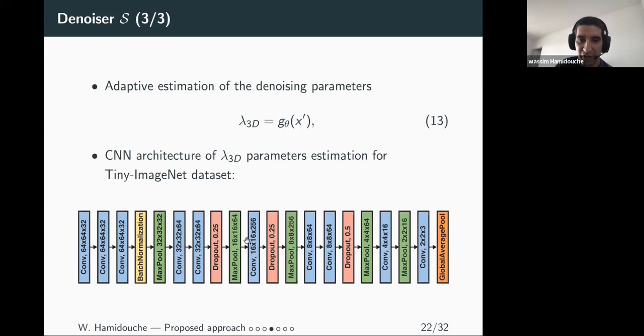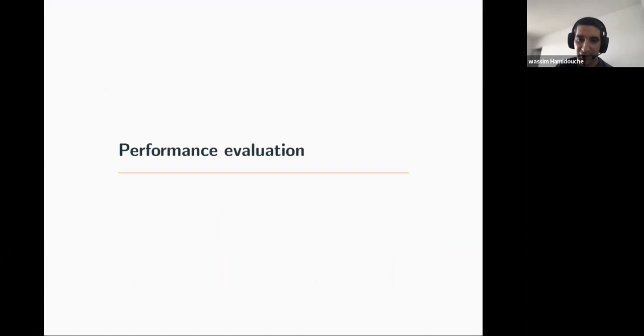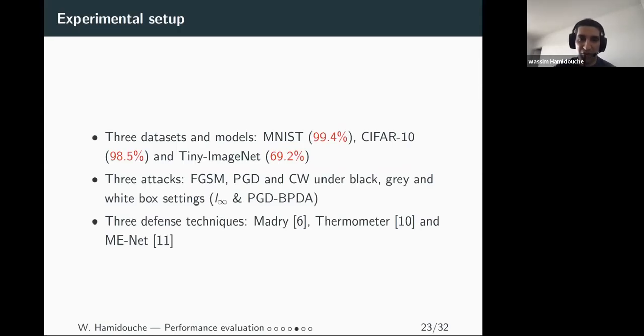And here, for example, I show an example of a convolutional neural network which was used to estimate the optimal denoising parameters for a color image. So as input, we will have our image, and as output, we will have 3 lambda 3D. Each one will be applied to a color component, especially here for the ImageNet dataset on RGB components. So this is the solution. It is based on a detector relying on the MSCN coefficients and GGD and AGGD distributions. And then if the image is detected as an adversarial example, we will perform denoising using 3D block matching denoising with adaptive parameters.